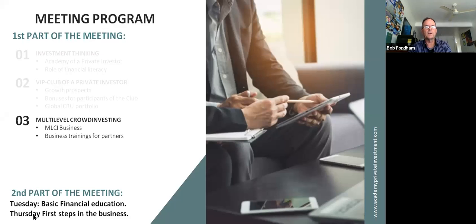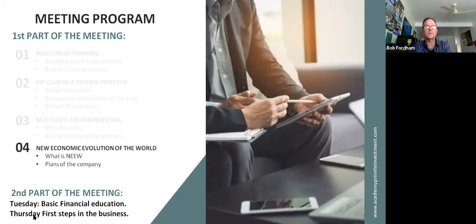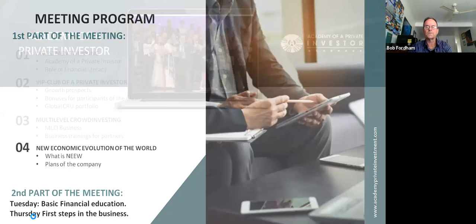And the multi-level crowd investing business model, what's that all about? And the business trainings for partners and support. We will discover the new economic evolution of the world. What is new? And future plans for the company. And in the second part of the meeting, we'll also discuss the basic financial education and first steps in business trainings on Tuesdays and Thursdays, free.